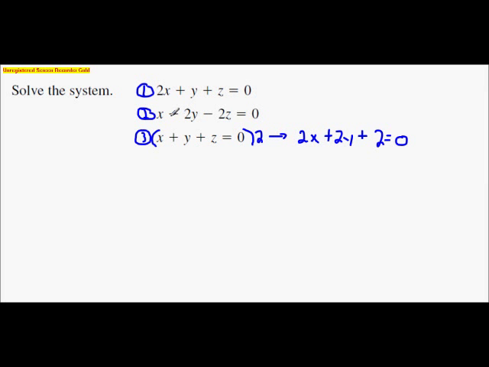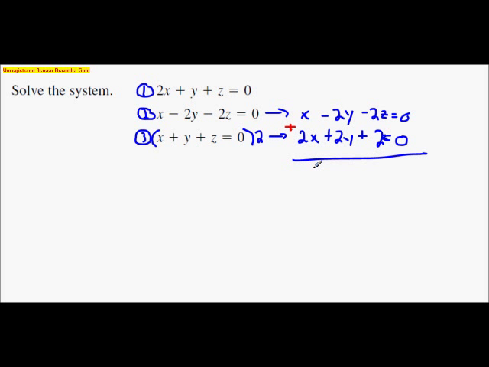Let's go over here and rewrite this other equation: x minus 2y minus 2z is equal to 0. Wait, this needs a z over here, I forgot this z. That's a z, just remember that. Now let's add these equations together and see what we get.